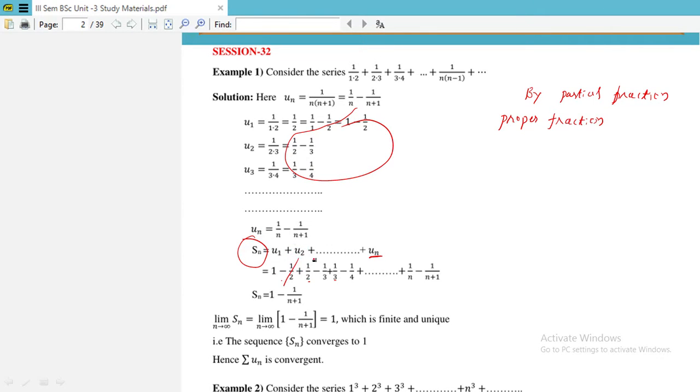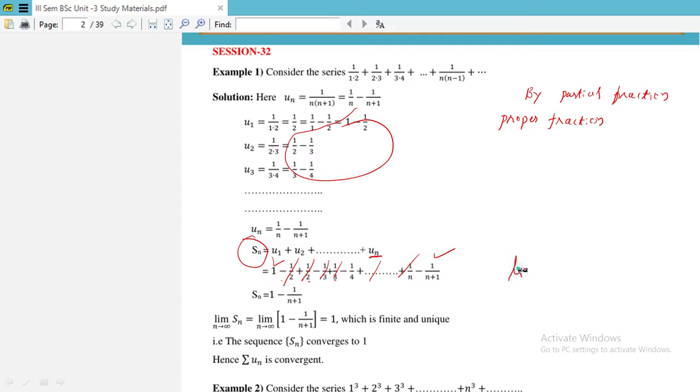1 minus 1 by 2 plus 1 by 2 minus 1 by 3 plus 1 by 3 and so on get cancelled. This term and this term get cancelled. Sn is equal to 1 minus 1 divided by n plus 1.